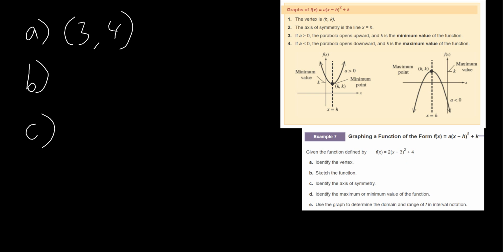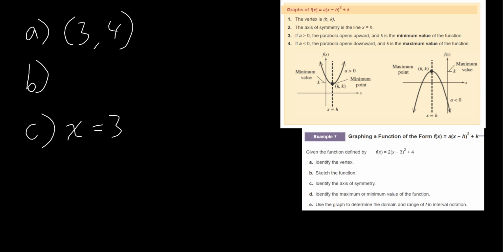Okay. So it reads, for A, we need to identify the vertex. Well, the vertex, like we said, is the opposite sign of the number inside. So this is x minus 3, so it's going to be a positive 3, and it's going to be whatever this is, and that's 4. So it's going to be (3, 4). All right, sketch the function. We're going to skip that for right now. C, identify the axis of symmetry. Well, the axis of symmetry, as we mentioned, is just x equal to h, in this particular case 3. So x is equal to 3.